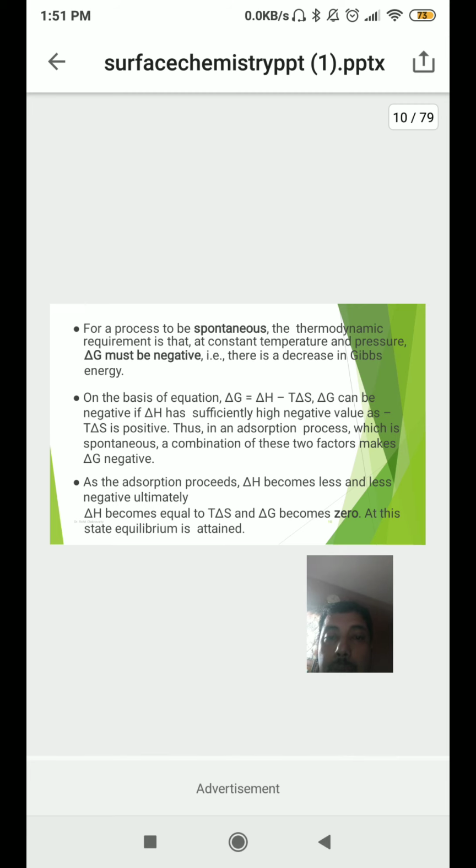As the adsorption proceeds, delta H becomes less and less negative. Ultimately, delta H becomes equal to T delta S, and delta G becomes 0. At this state, there is an equilibrium. What happened? What is the condition? Very important point to remember. Children, understand this slowly, and you need to focus on it. Delta H becomes equal to T delta S. When does delta H become equal to T delta S? When there is an equilibrium. All right. And delta G becomes 0. At this state, equilibrium is attained.